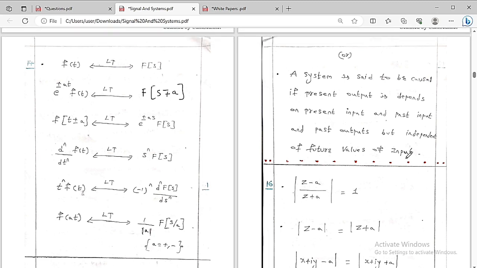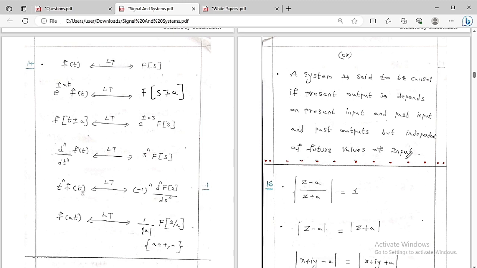A system is said to be a causal system if the present value of the output is independent of the future values of the input. Or a system is said to be causal if the present value of the output depends on the past values of the input, or the present values of the input as well as past values of the output, but not on the future values of the input. That is called the causal system.